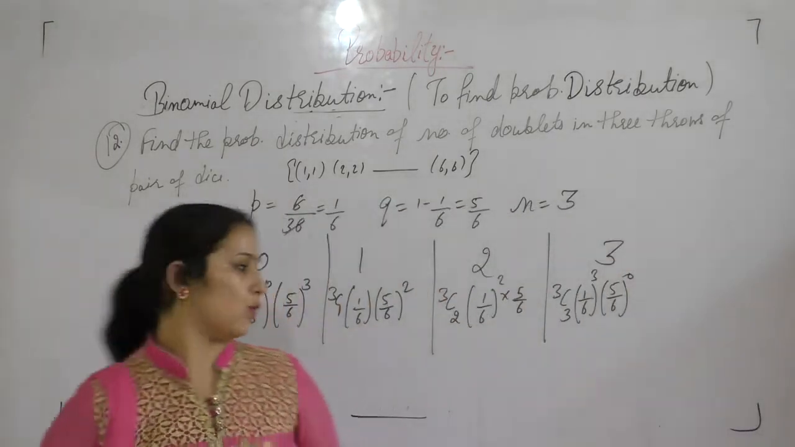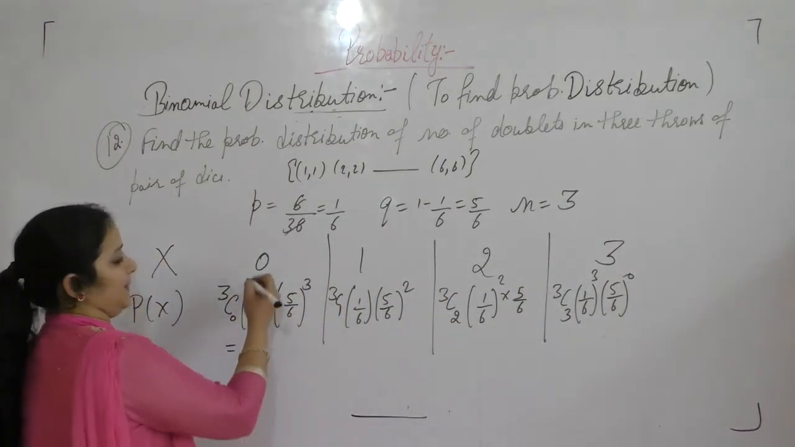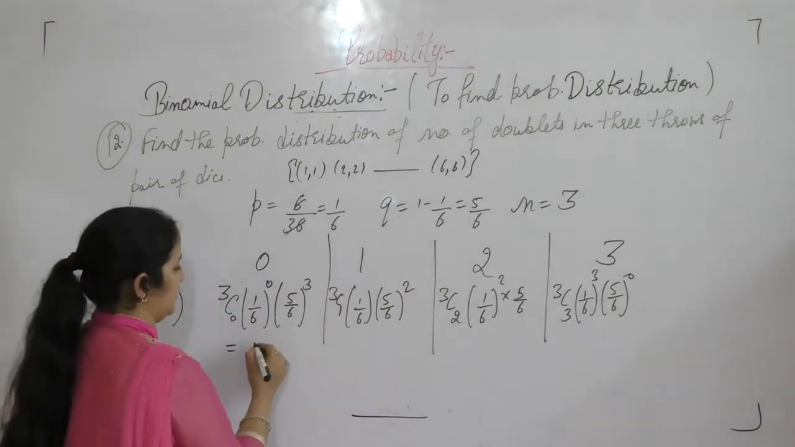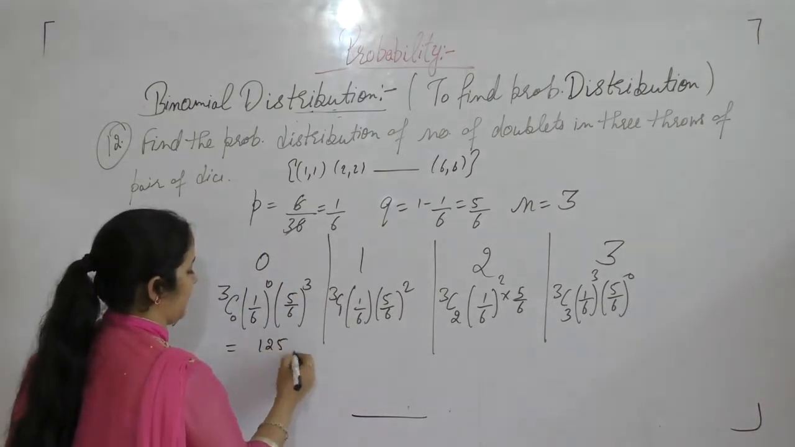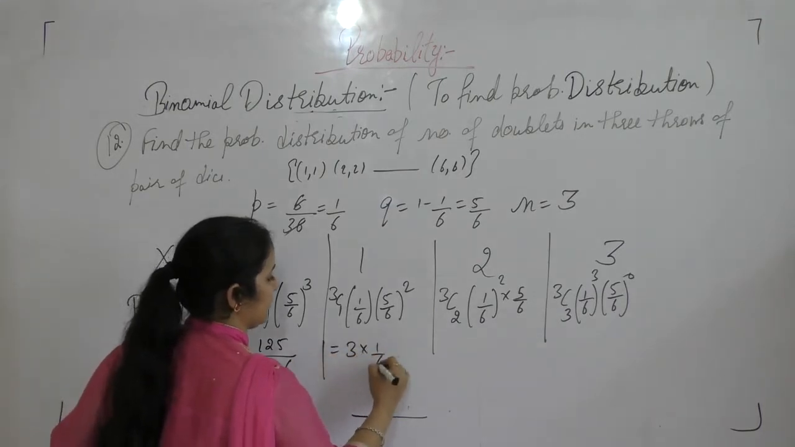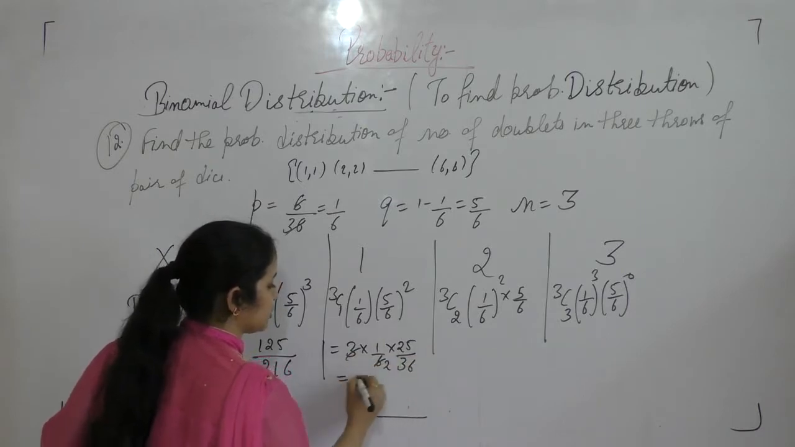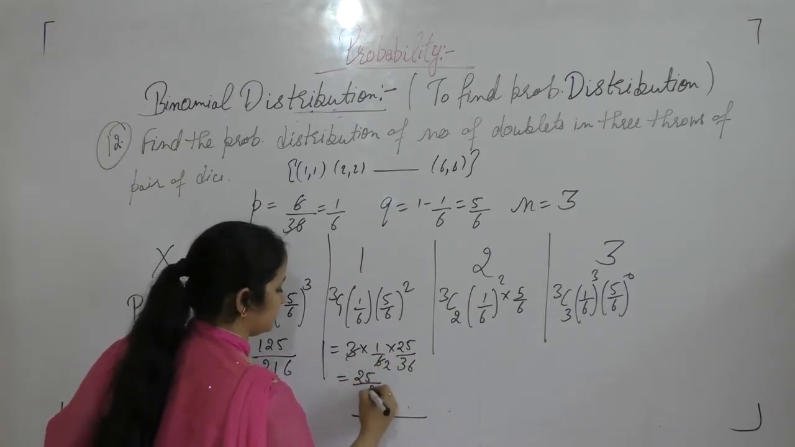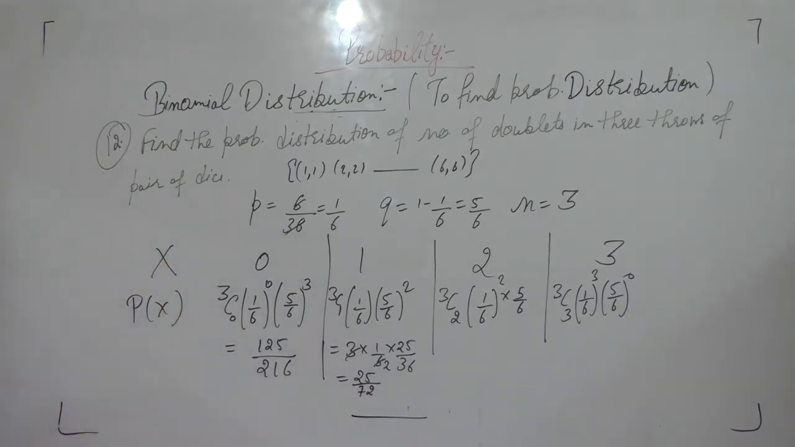3C0 has value 1. 1 by 6 power 0 also has value 1. So 5 cube upon 6 cube. 3C1 1 by 6, 25 by 36. So 25 upon 72.